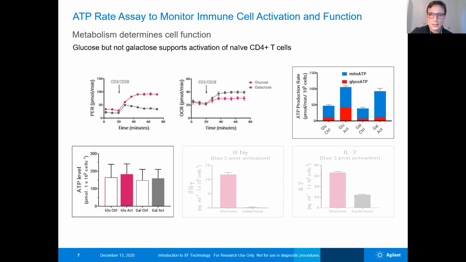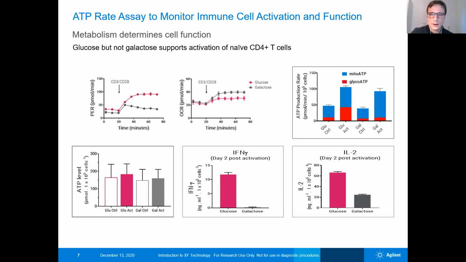When we would look now into markers of effector T cell activation, such as interferon gamma secretion or IL-2 secretion 2 days after activation, you can basically see that only the cells which had glucose are able to secrete these markers. The cells on galactose don't do that, so they don't become effector T cells. But as we can see from the ATP rate assay, there is something going on, and they were also increasing their metabolism. So what do they do?